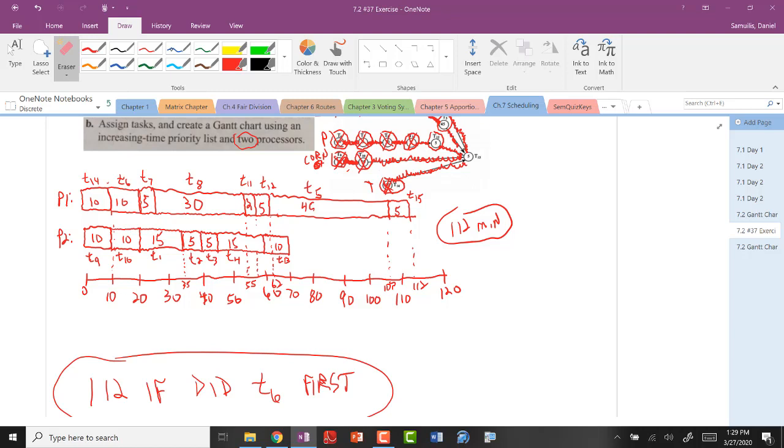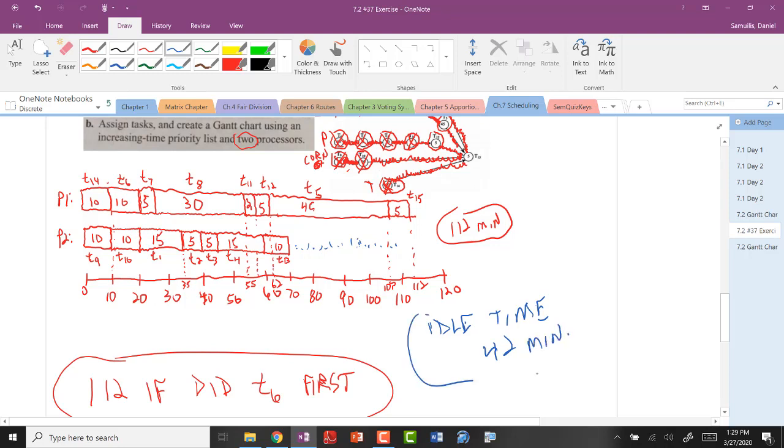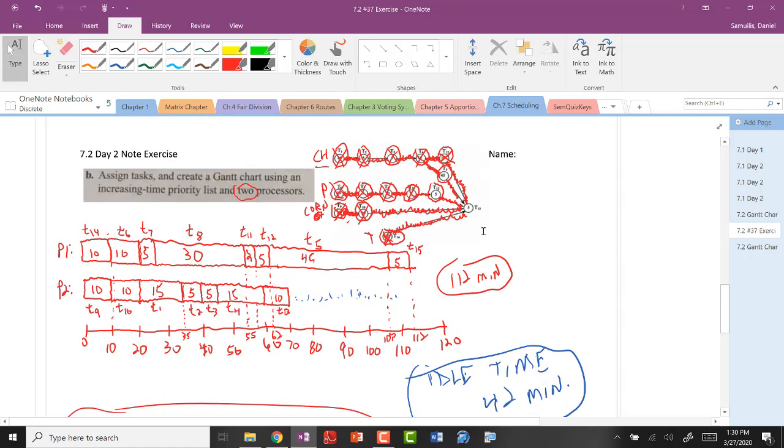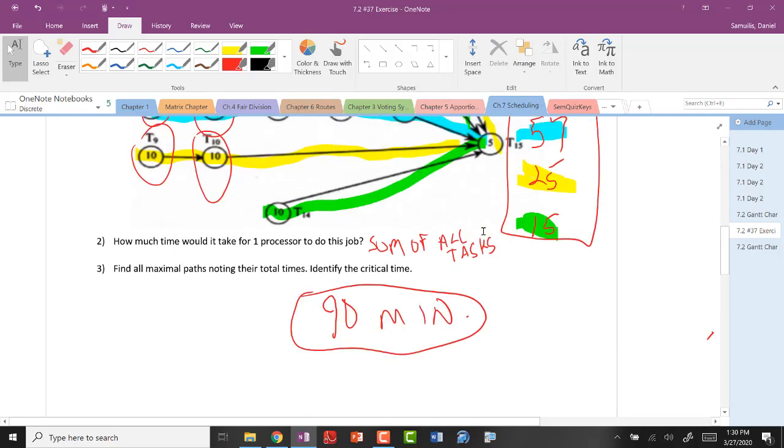Oh, and then by the way, since I assigned this, it doesn't matter who you assign this to, all this time right here for P2 doing nothing, that's called idle time. So the amount of idle time, and it comes from specifically the way I've done this with person 2, but it doesn't matter, is 70 to 112, 42 minutes. 42 minutes of someone sitting off to the side and not doing this. And then, is this schedule optimal? No, it isn't, because it didn't reach the critical time.